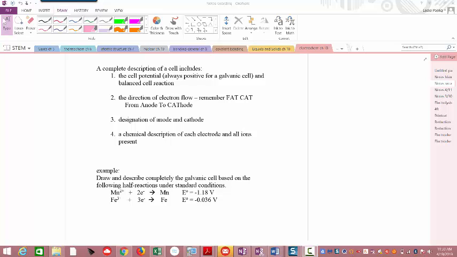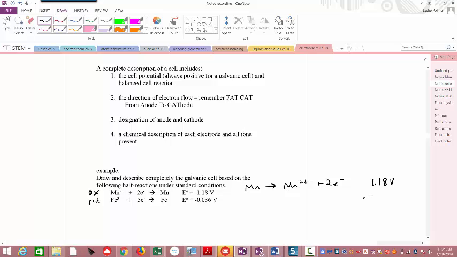All right, so to do another one of what we just did and do a complete cell description, we need the cell potential. If we look down here at our two half reactions, you notice they're both reduction. So we always have to have a positive for a galvanic cell. So this one is the one that's going to be oxidation. It's going to be Mn going to Mn2+ plus 2 electrons. And so now we have a positive 1.18 volts.